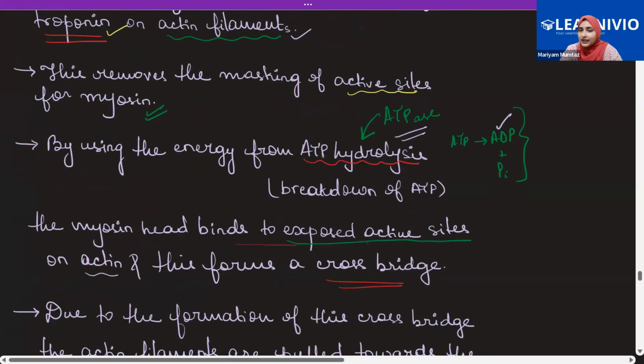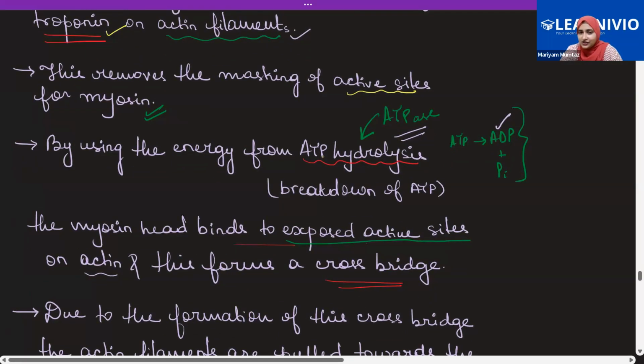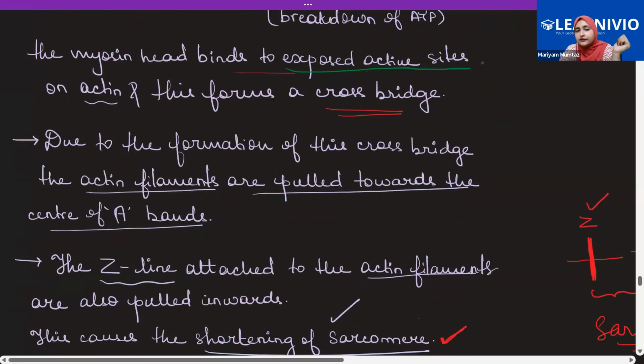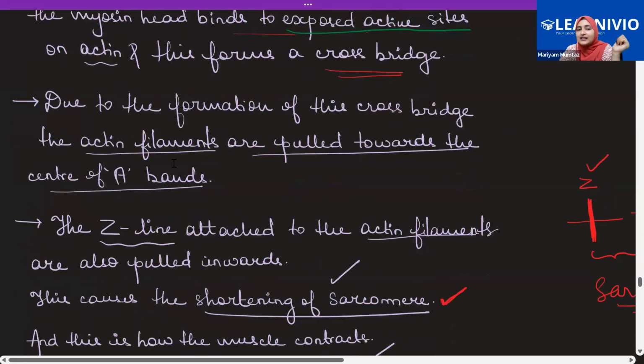Now you know the globular head of the myosin has the ATPase enzyme. So it releases energy because of ATP hydrolysis, it breaks down ATP, gets the energy and goes and attaches with the actin. Clear? So now the actin and the myosin are forming a cross bridge. They have attached. Now, due to the formation of this cross bridge, the actin filaments are pulled towards the center of the A band. A band is the thick band or the thin band?